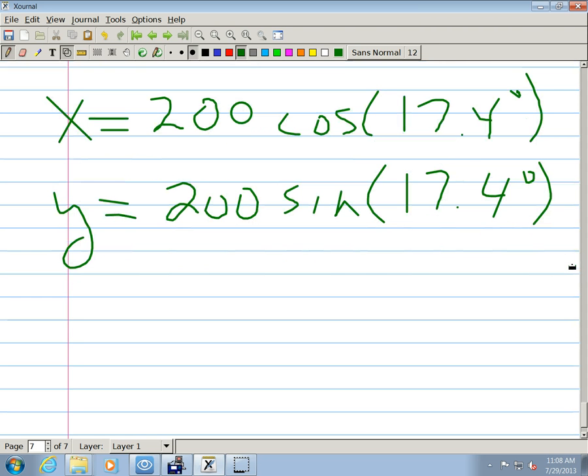All right, so now we're talking about the horizontal and vertical components. So instead of saying, okay, go 17 degrees this way and go 200 miles, instead you're going to go a certain distance in x and a certain distance in y and get to the same place. Right? All right, so what is x about?